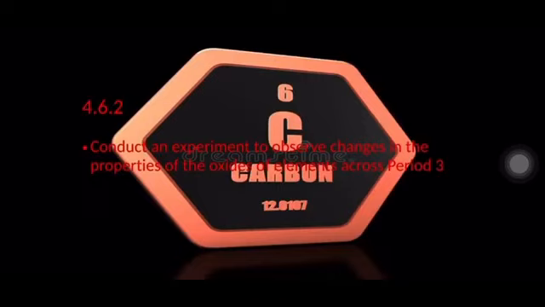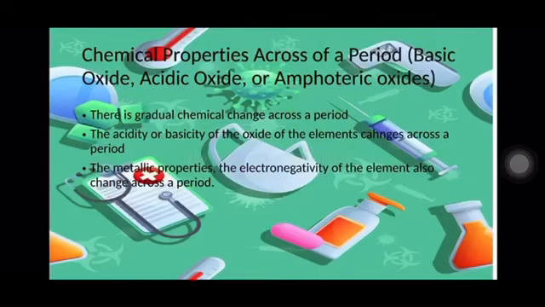In this subtopic for 4.6.2, student, you need to conduct an experiment to observe changes in the properties of the oxide of elements crossing period 3. Tetapi disebabkan kekangan, saya tak adalah tunjuk how to do experiment. But you need to know the chemical properties of the oxide of the elements ni. So what are the chemical properties across period 3 ni? Ada 3 benda yang kamu kena tahu. Yang pertama tentang basic oxide, acidic oxide dan amphoteric oxide.